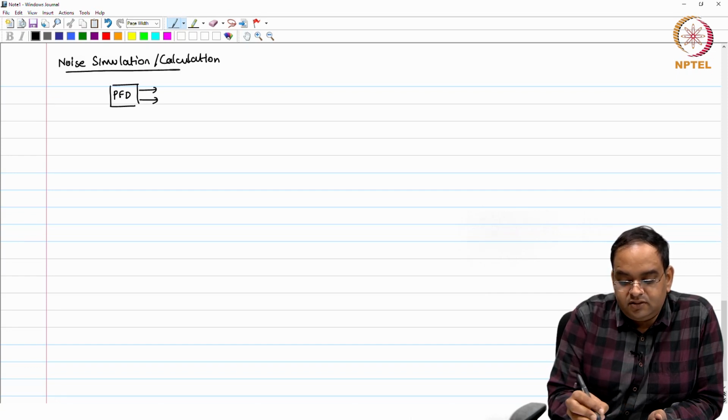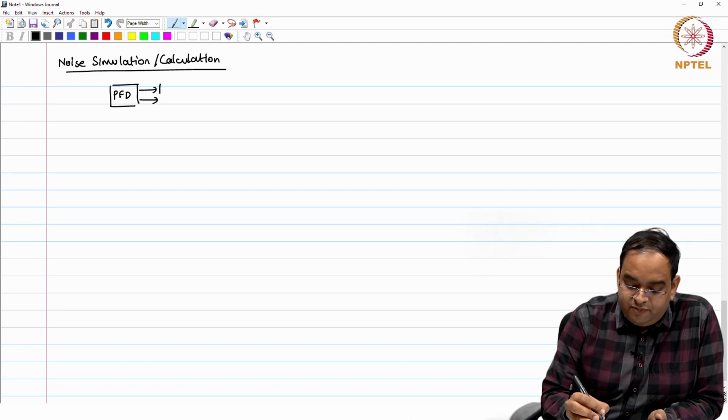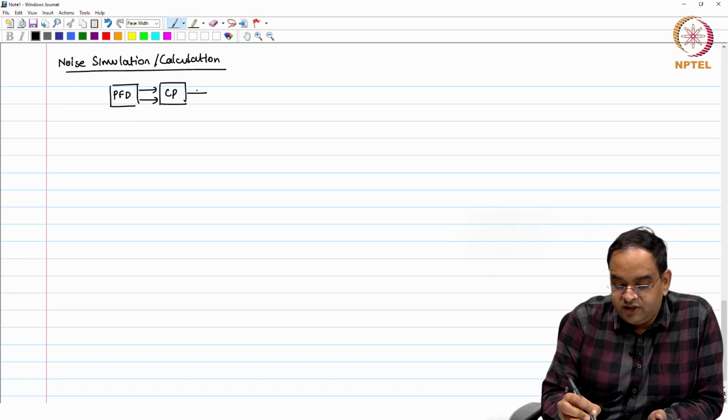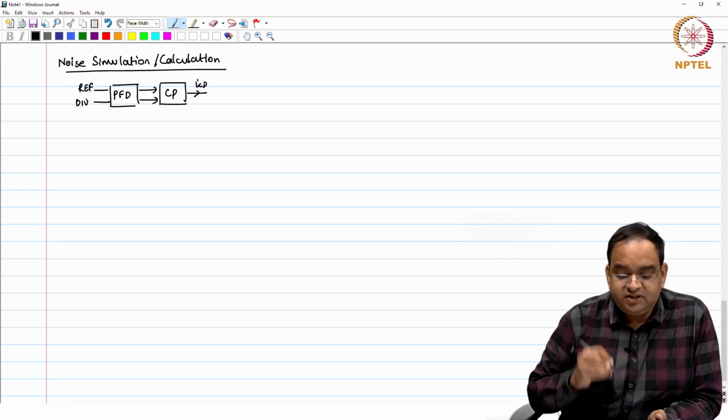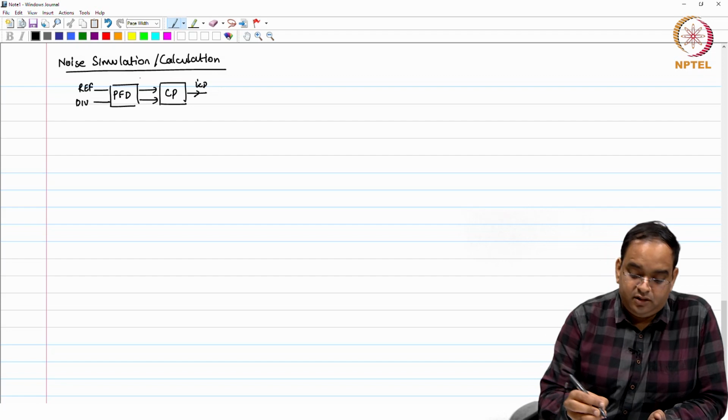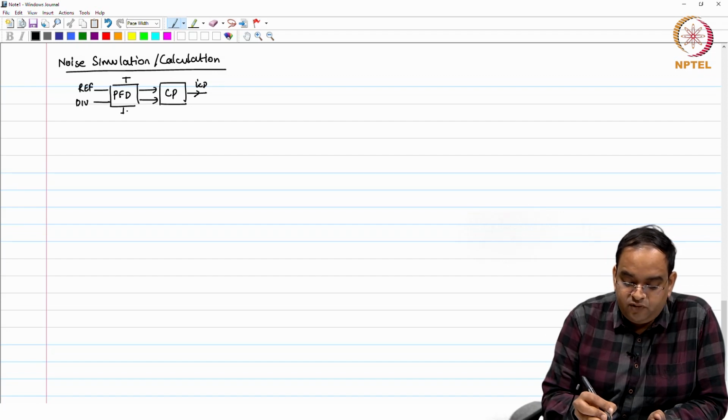Calculation. So, we have PFD plus charge pump and we know that the output of the charge pump is current ICP. This is your reference clock and then you have the divided clock. So, first thing to understand is the following. Both of them are connected to VDD and ground.